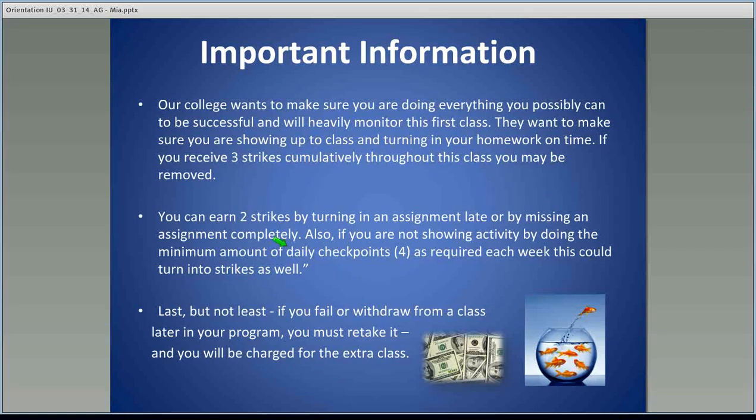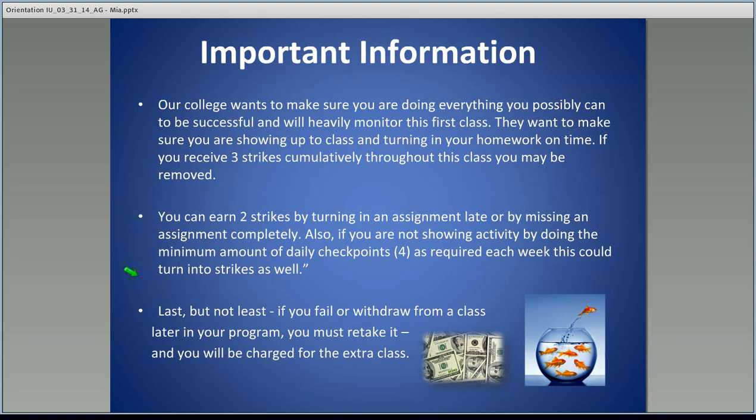And then remember, you're going to have that average of about 3 homework assignments per week. Always remember that even if it's not perfect, it's better to turn it in than to turn nothing in at all. So if you need help, you can contact your student advisor and our tutoring lab, and they can work with you on your homework assignments.